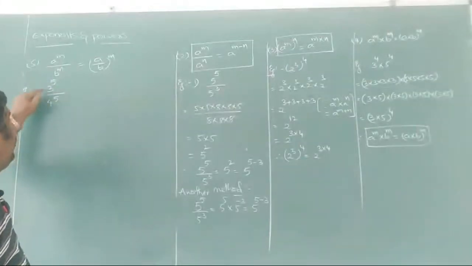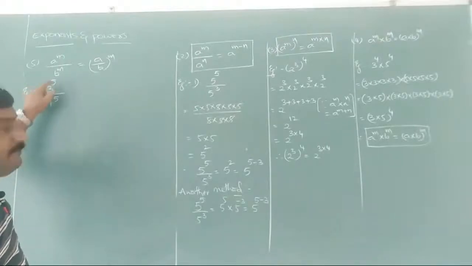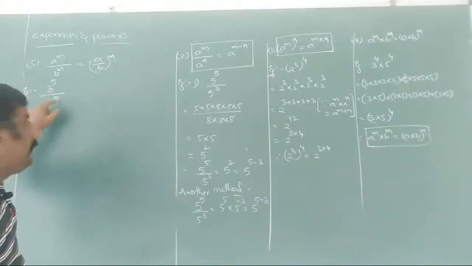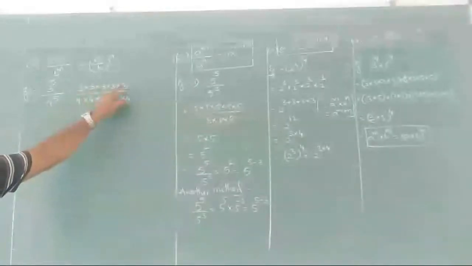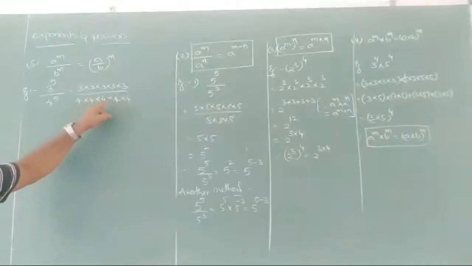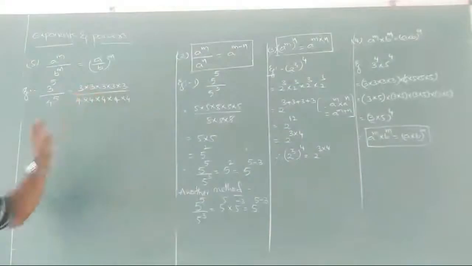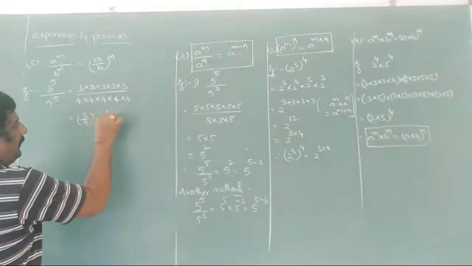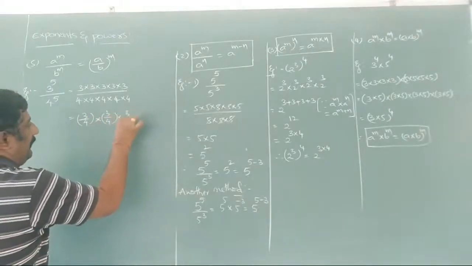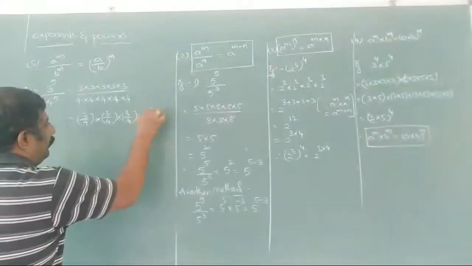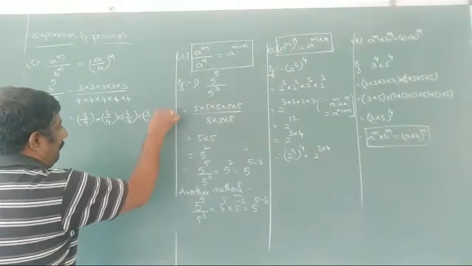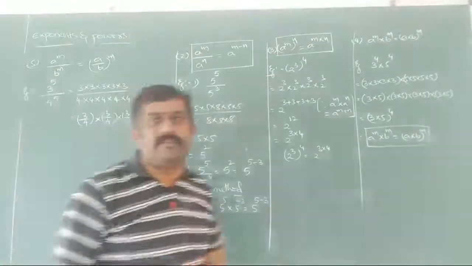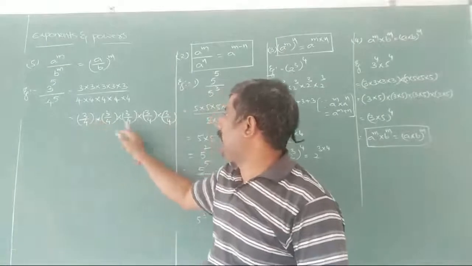Observe here, bases are different, 3 and 4. Powers are same, 5 and 5. So what we are writing now? 3 into 3 into 3 into 3 into 3, 5 times, by 4 into 4 into 4 into 4 into 4, 5 times. Now again I am making these into 5 different groups. How it is? This can be written as 3 by 4 into 3 by 4 into 3 by 4 into 3 by 4 into 3 by 4. Now how many such groups we got here? Observe 1, 2, 3, 4, 5.